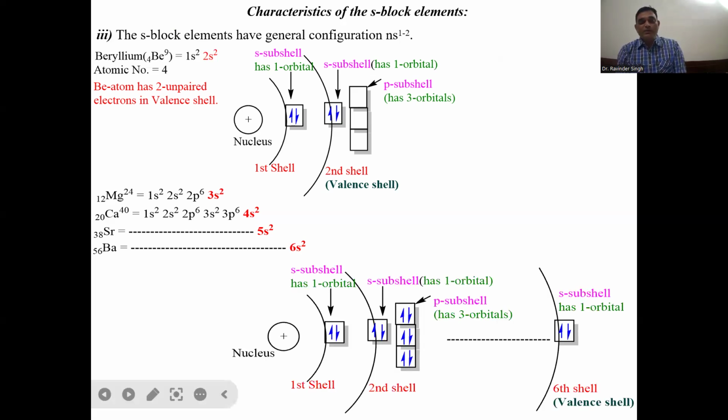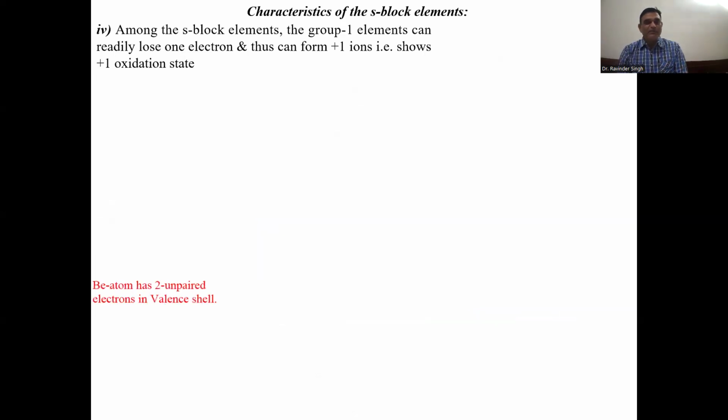So what's going on? On moving down the group, whether group 1, group 2 or any other, the number of shells increases. On moving down the group, the number of shells increases. That's the basic fact you have to learn here.